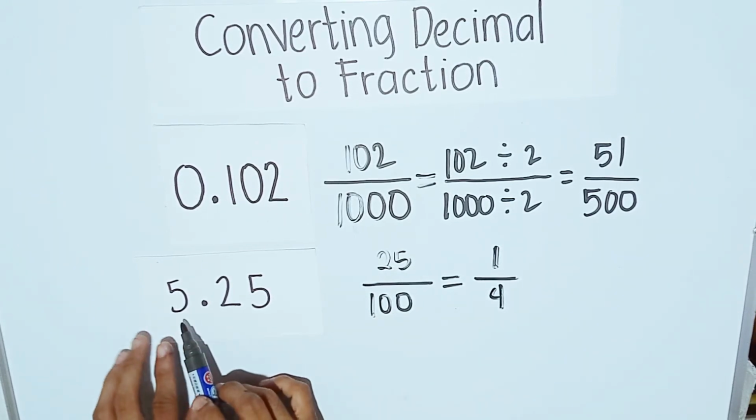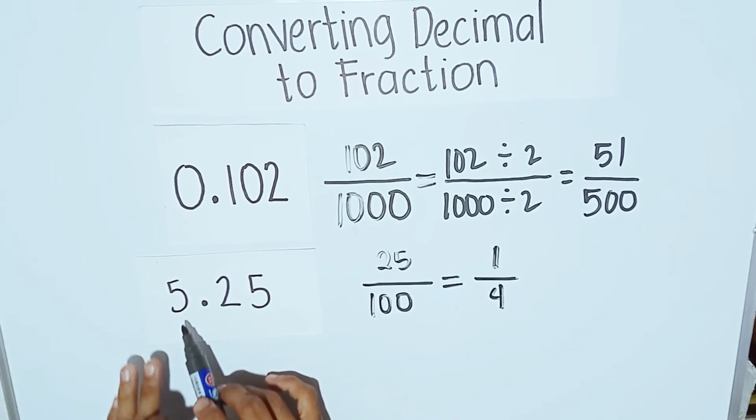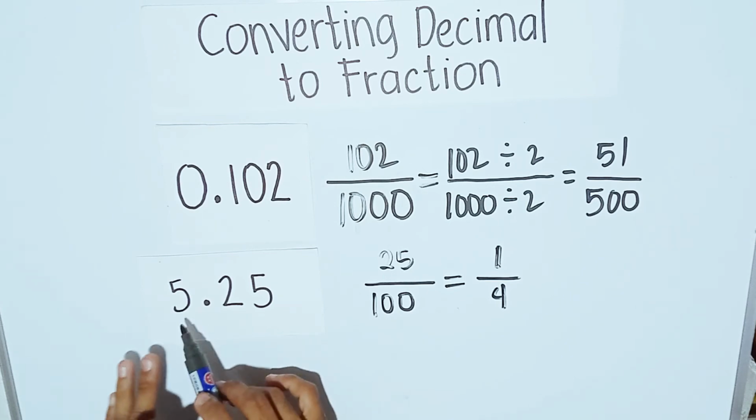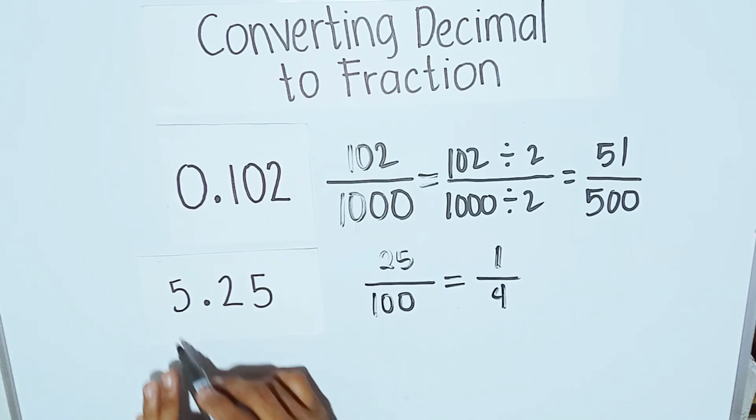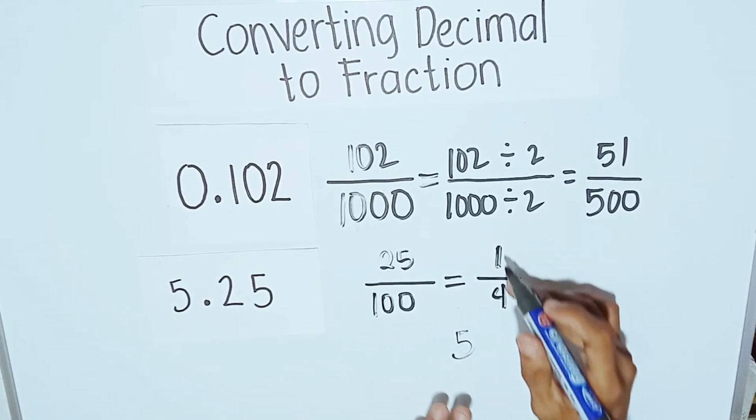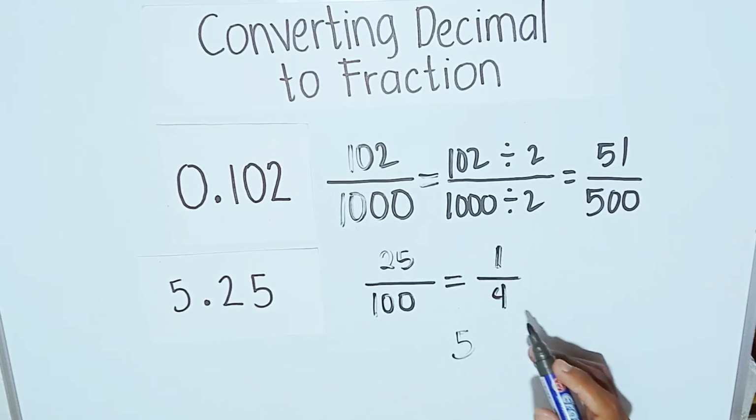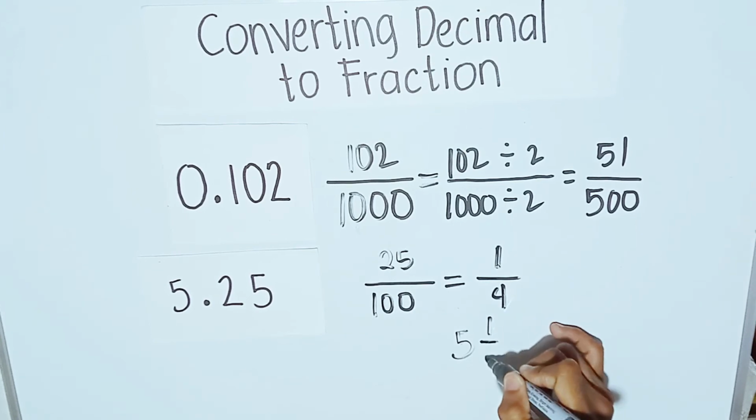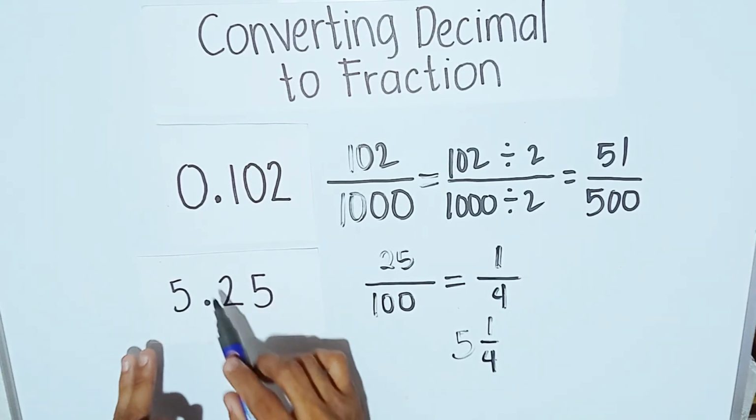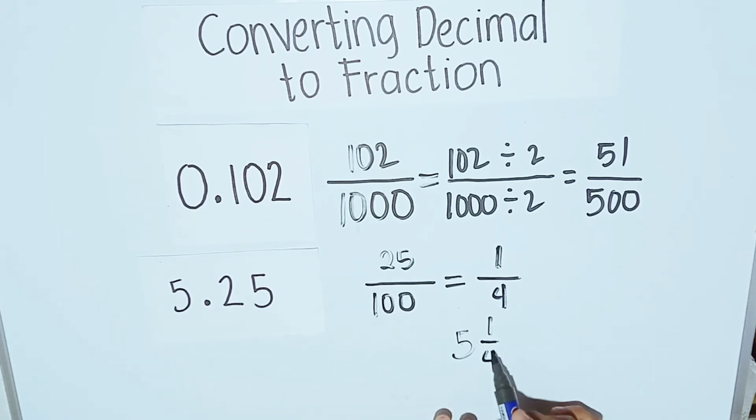Pero wag nating kalimutan yung 5. Wag nating kalimutan si 5. So yan naman kasi kayo ang hilig nyo manglimot. Ano po, so meron pa yung 5, so kukunin natin yung 5 at ilalagay natin dito. So eto na yung 5, and then kunin natin yung 1/4 na nakuha natin. So meron tayong 1 over 4. So therefore, the fraction form of this rational number will be 5 and 1/4. Ganun lang po kadali.